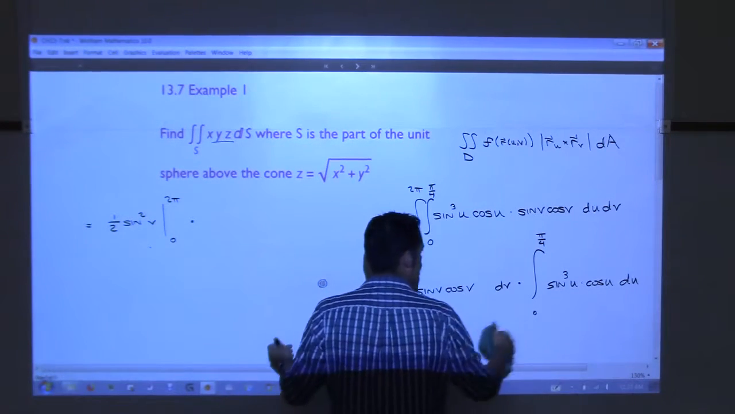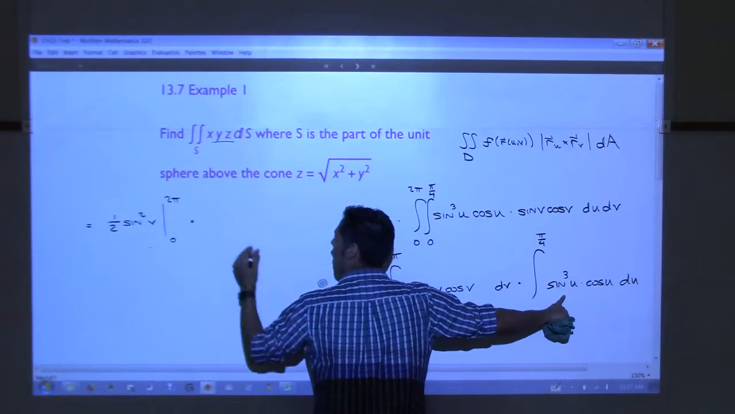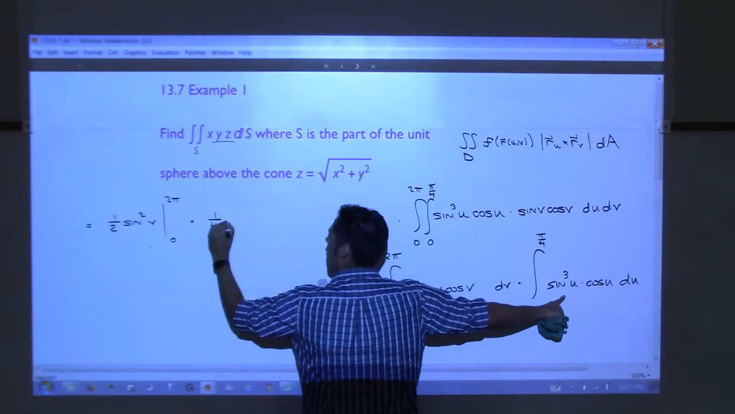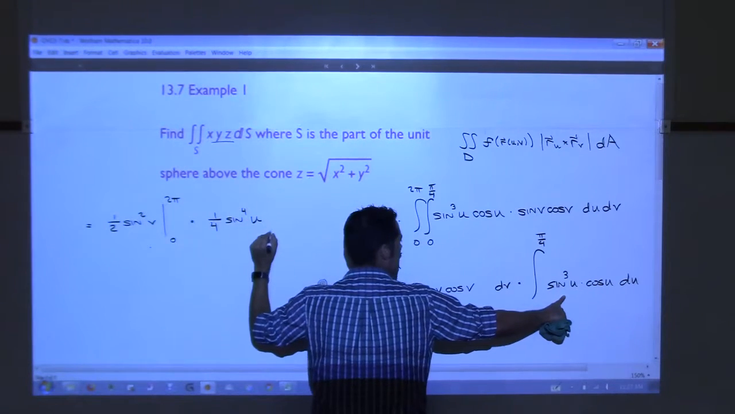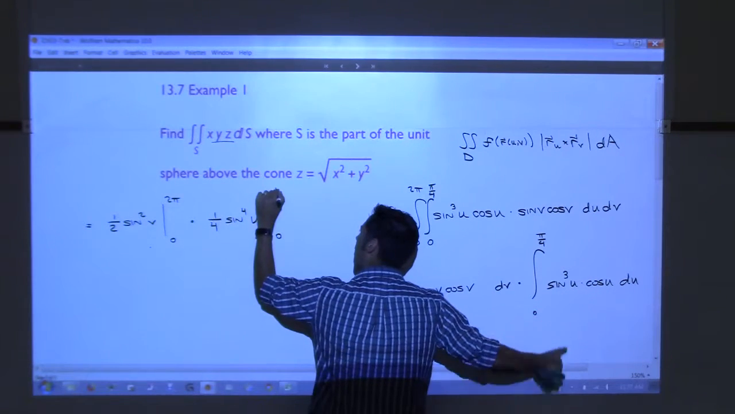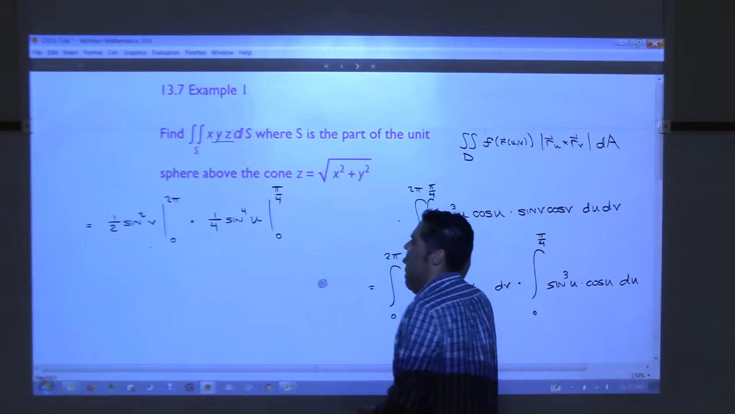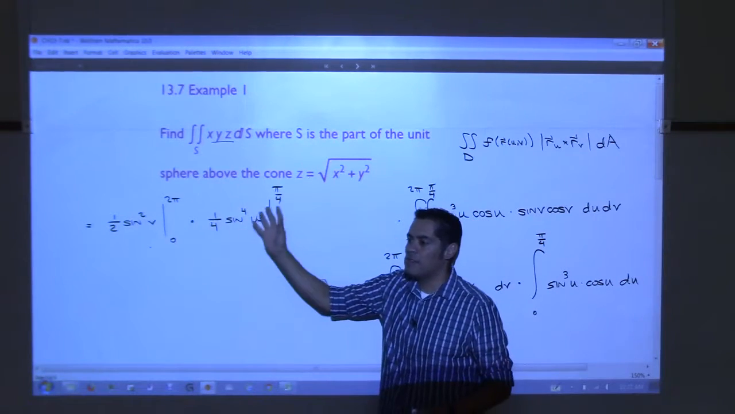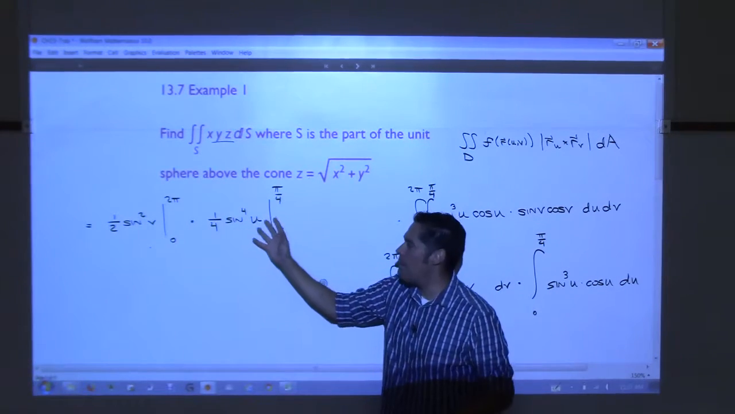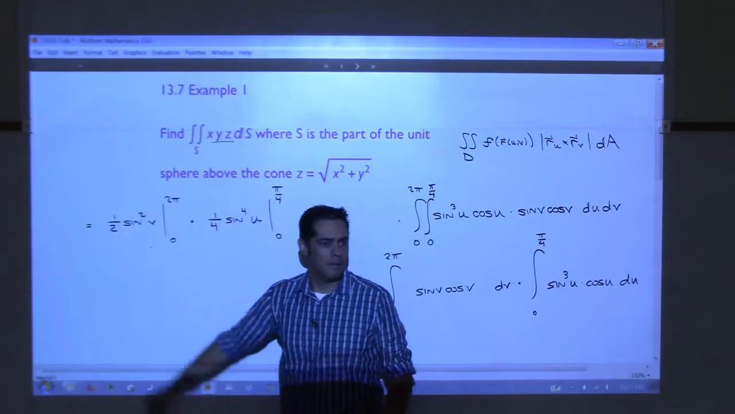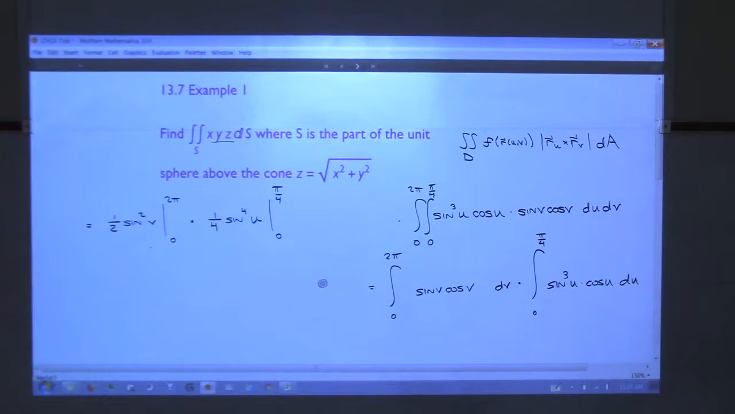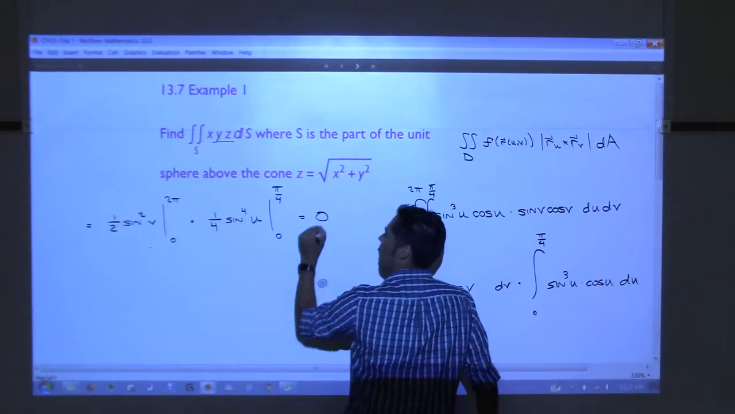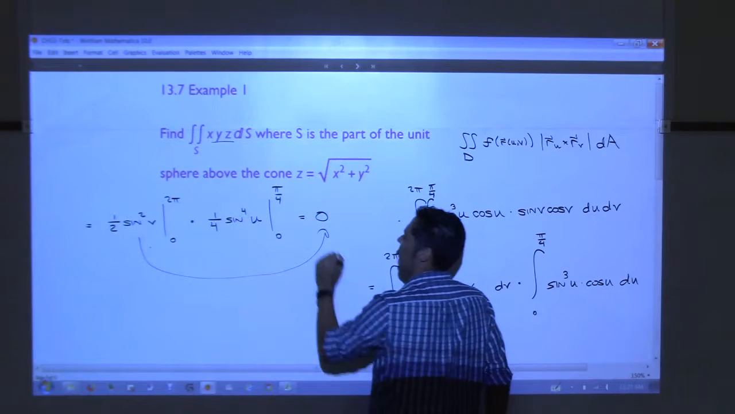Now, just for the sake of doing it, what's the antiderivative of this? 1/4 sine to the 4th u, right? Evaluated 0 to pi over 4. And now, when I plug in pi over 4, I would get something other than 0 here, but it won't matter because I'm multiplying by 0. Okay? Any questions? Because of this, right? That's the main thing.